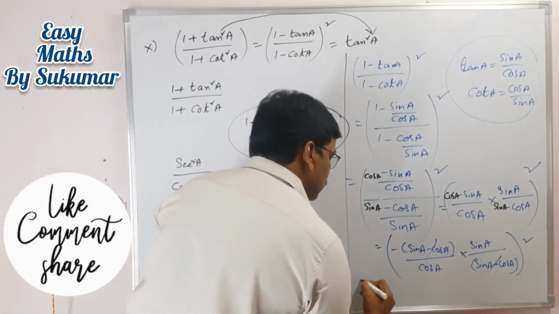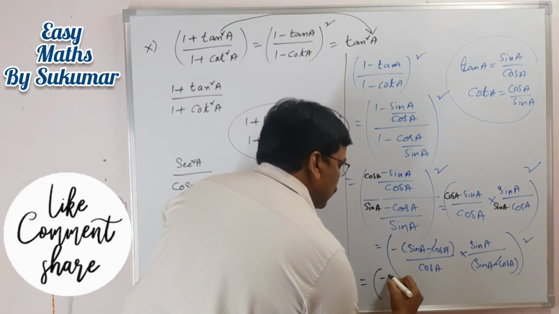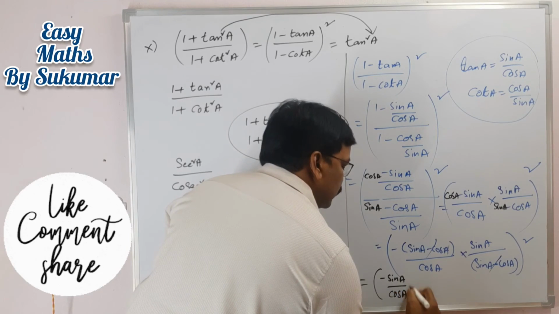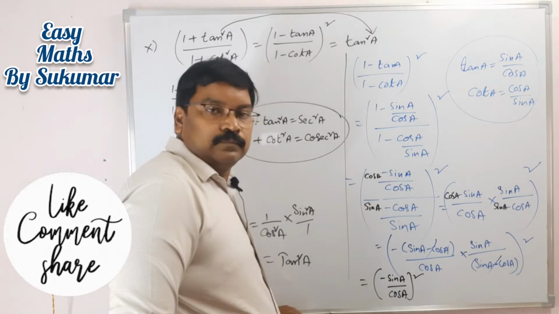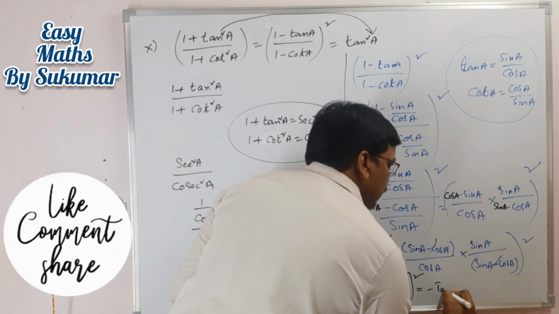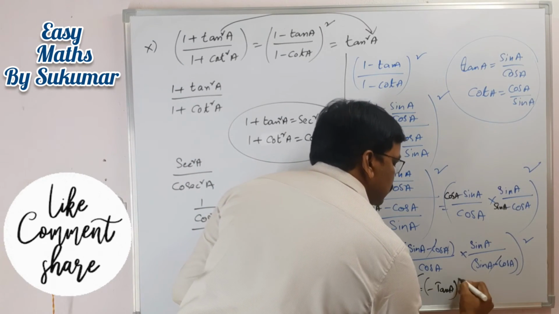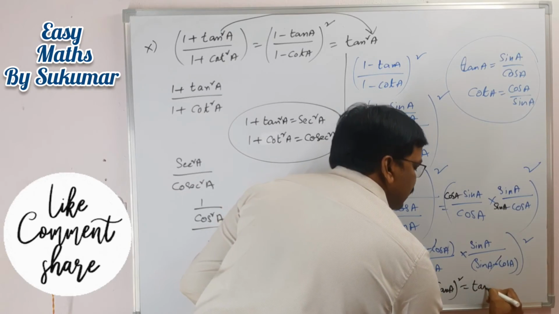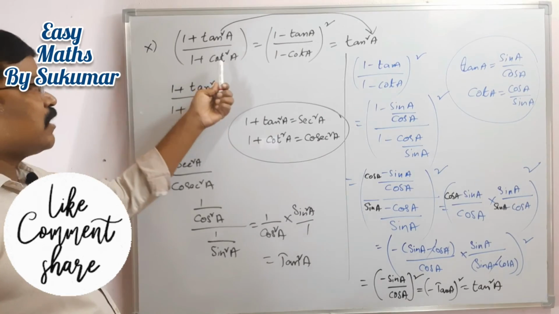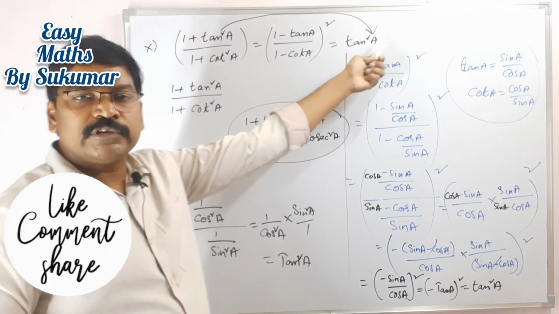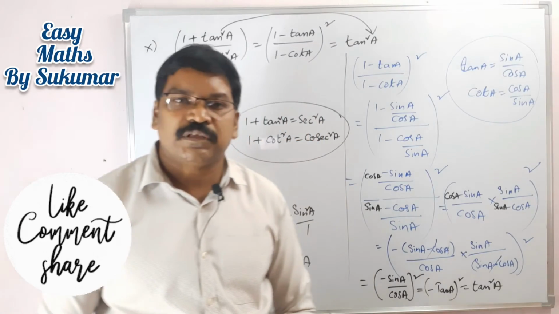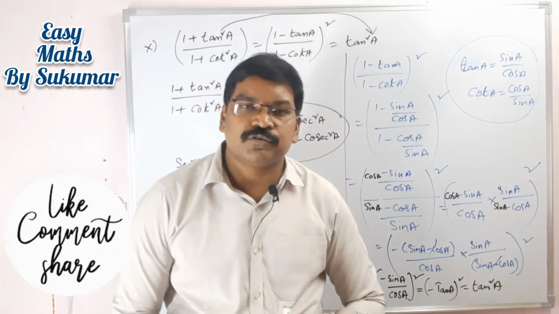Here minus is also there. That is minus of sin a by cos a whole square. So what is sin a by cos a? Tan a. So this is minus of tan a whole square. So this is equal to tan square a. So my dear students, I have taken the first one, it is equal to tan square a, and the middle one, that result is also tan square a. So hence it is proved.